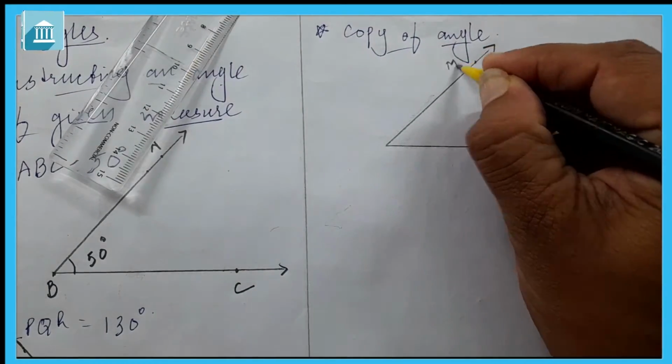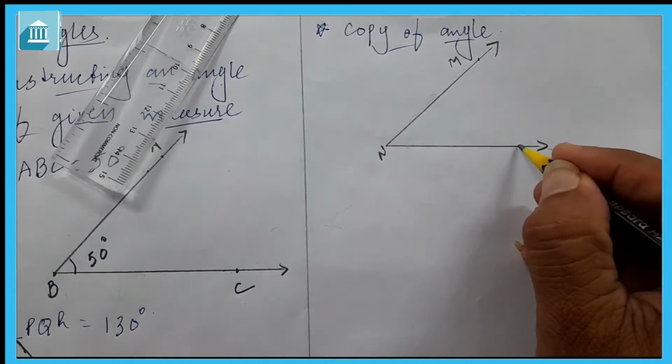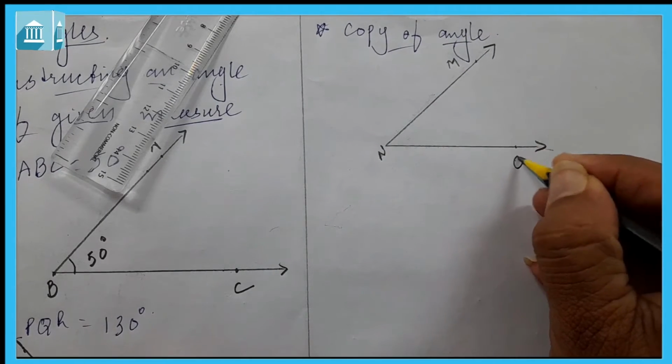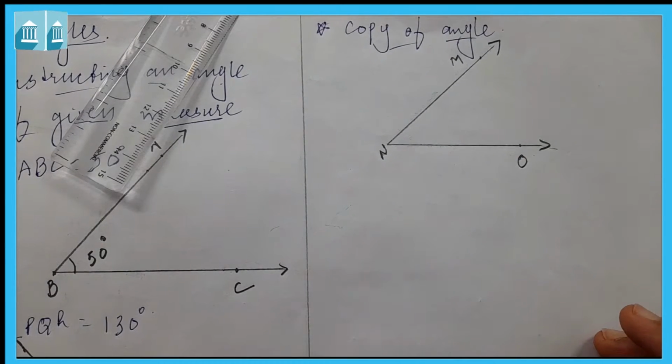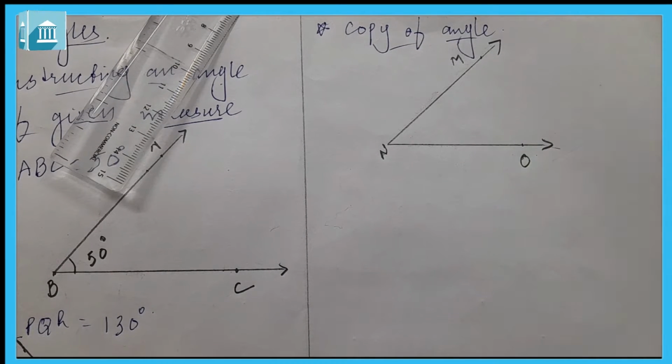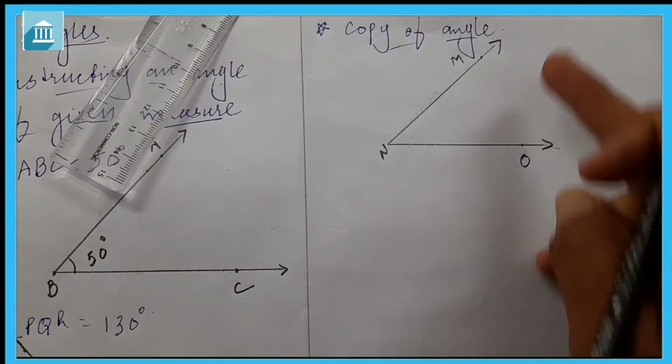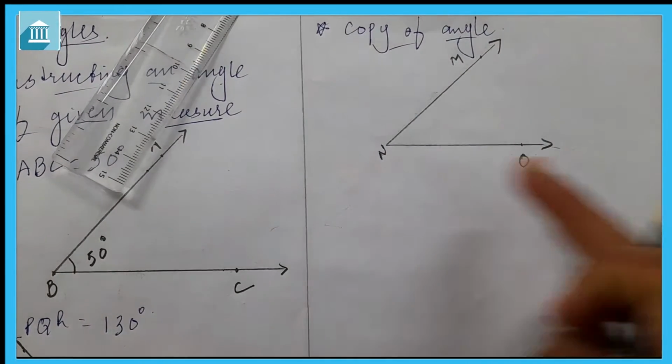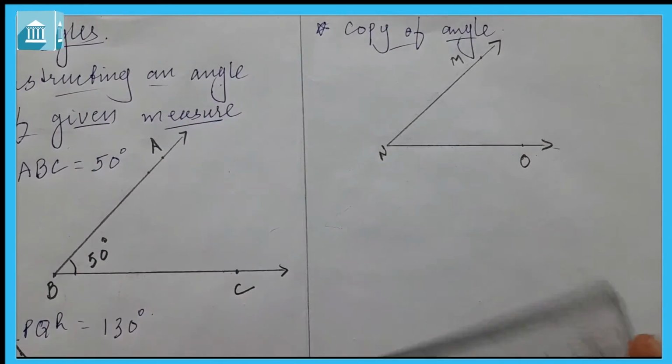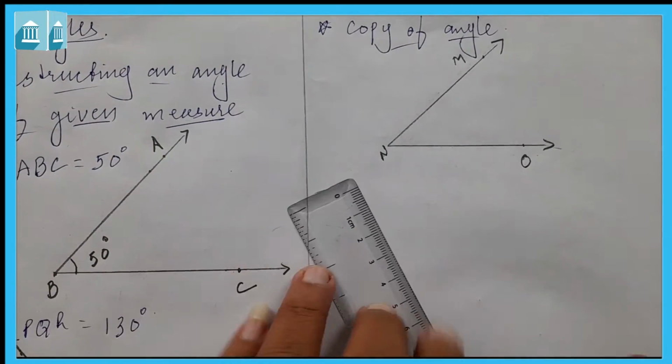Let it be angle MNO. This is angle MNO. Now we don't know the measurement of it, we have to draw the copy of this angle. So to draw the copy of this angle, first we have to draw a line like this. इसके जैसे एक लाइन बनानी पड़ेगी. पहले हम एक लाइन बना लेंगे.